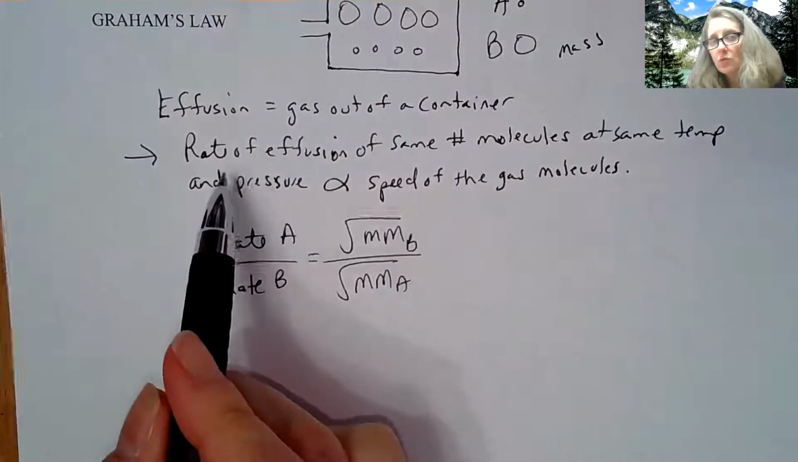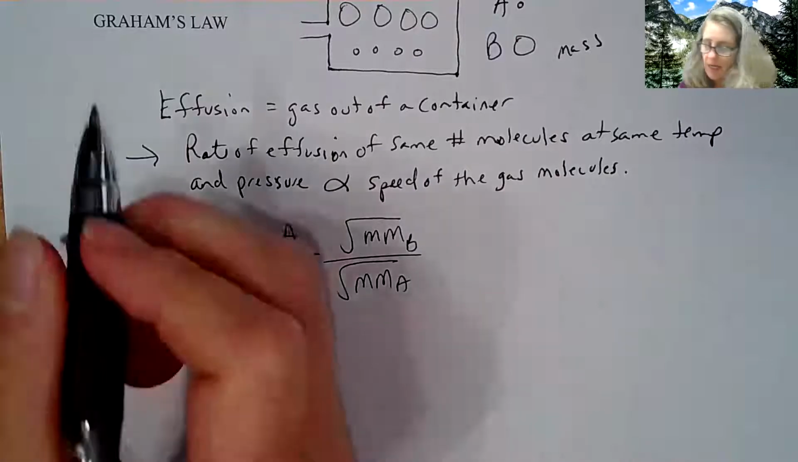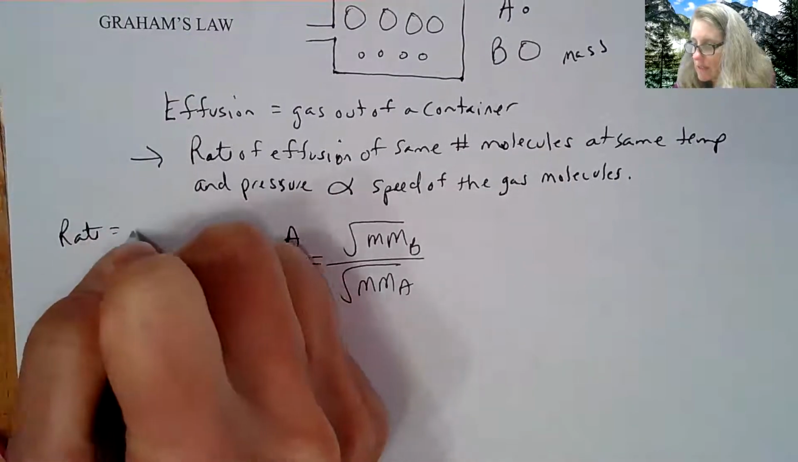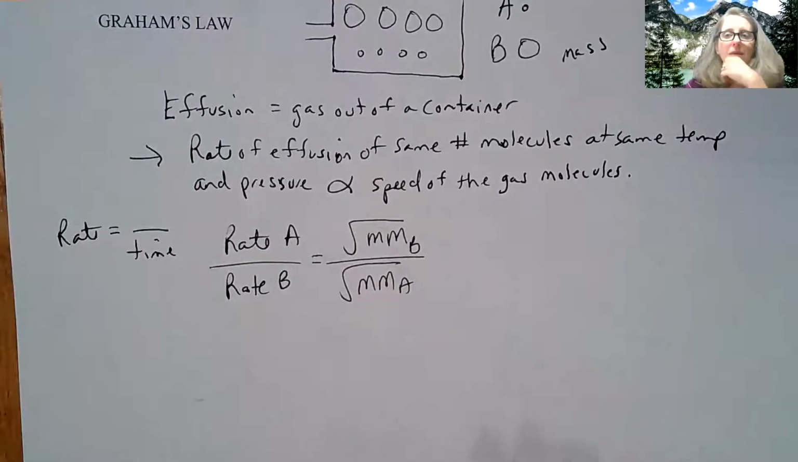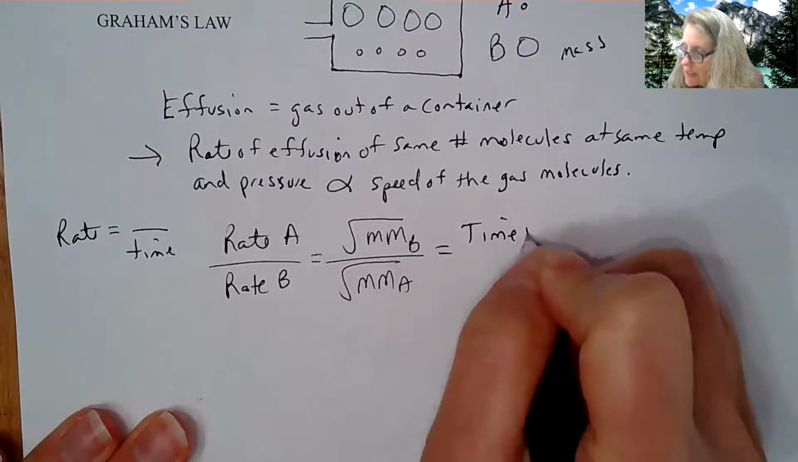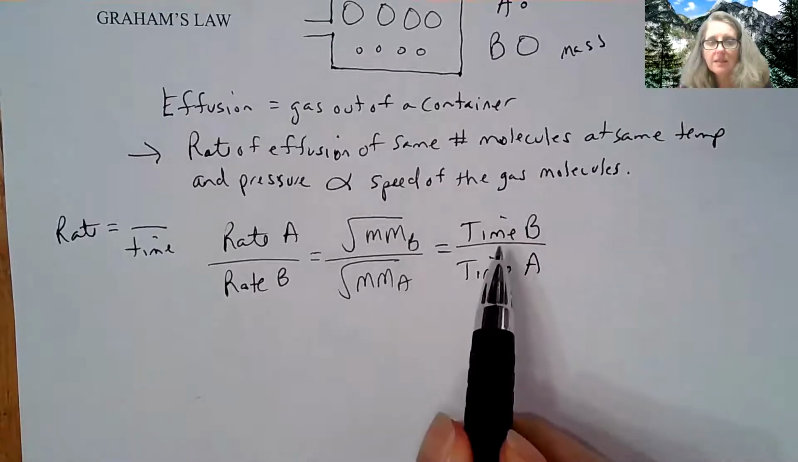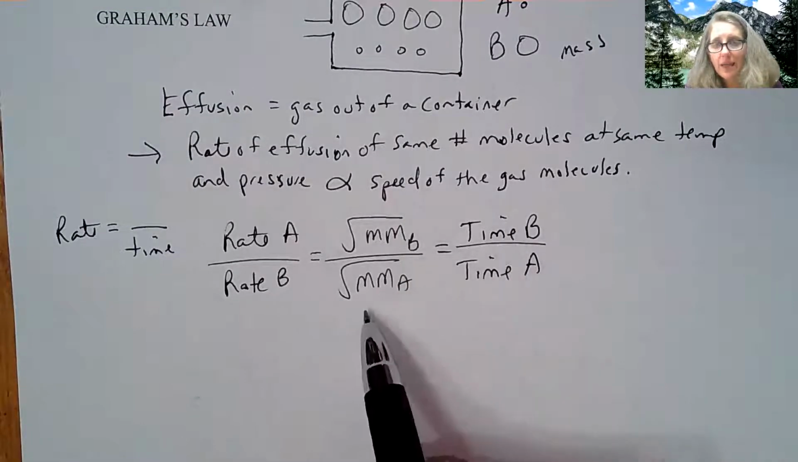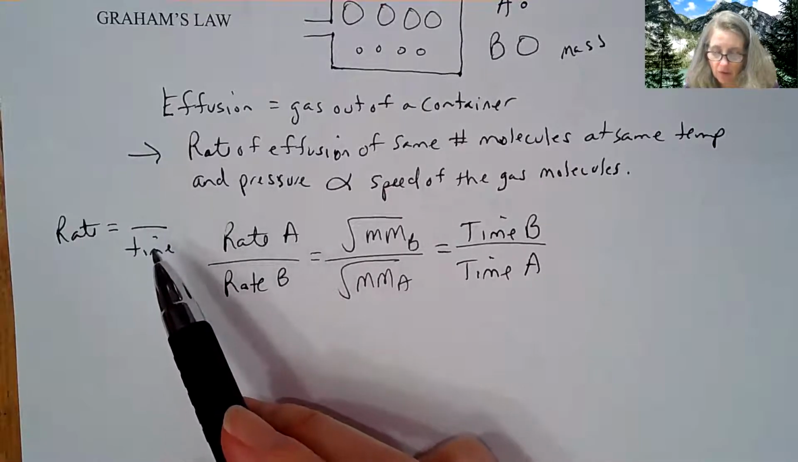Now, what is rate? We're going to spend a lot of time on rate, especially more in second semester than first, but rate is going to be some kind of change over time. We may not be able to calculate the rate of these gas particles, but we can look at their time and how quickly they leave the container. So I could include time here, but since time is the inverse of rate, essentially, what you're going to see me write over here on the right is the time of B. So B is on top and A is on the bottom. Here it's kind of flipped, and that's because, again, rate is a function of time.